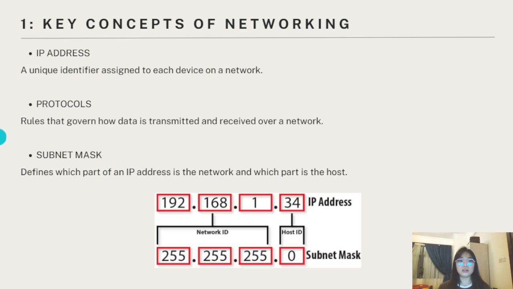Then next is the protocols. Protocols are rules that govern how data is transmitted and received over a network. They set rules and standards that devices follow to exchange data reliably and securely. Then lastly, subnet masks. These are numbers that separate the IP address into the network portion and the host portion, helping organize and manage networks.